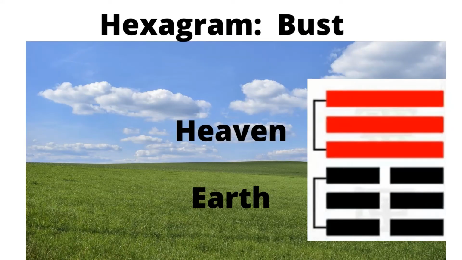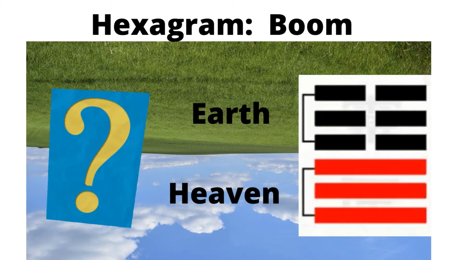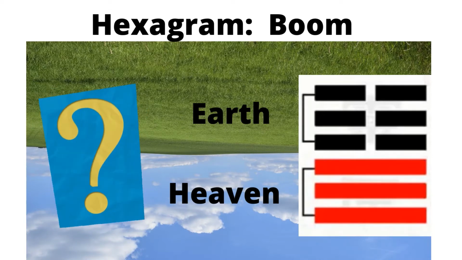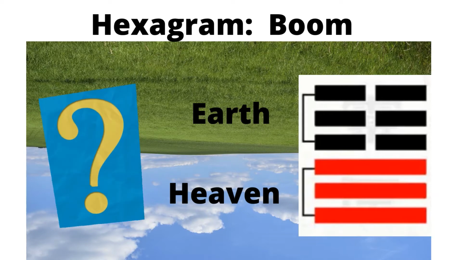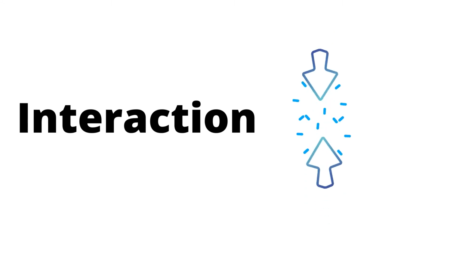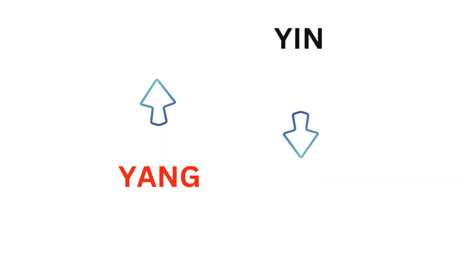If the lower image is earth and the upper image is heaven, it forms the hexagram bust. If the lower image is heaven and the upper image is earth, it forms the hexagram boom. I guess whoever is a beginner to the Book of Changes will raise a question. Why is the sky and ground turning upside down a sign of a boom? Doesn't it look abnormal? Why boom? The Book of Changes is concerned with interaction. Only when yin and yang interact with each other can a myriad of things come into existence. In the Book of Change, the energy of yang moves upward and the energy of yin moves downward.